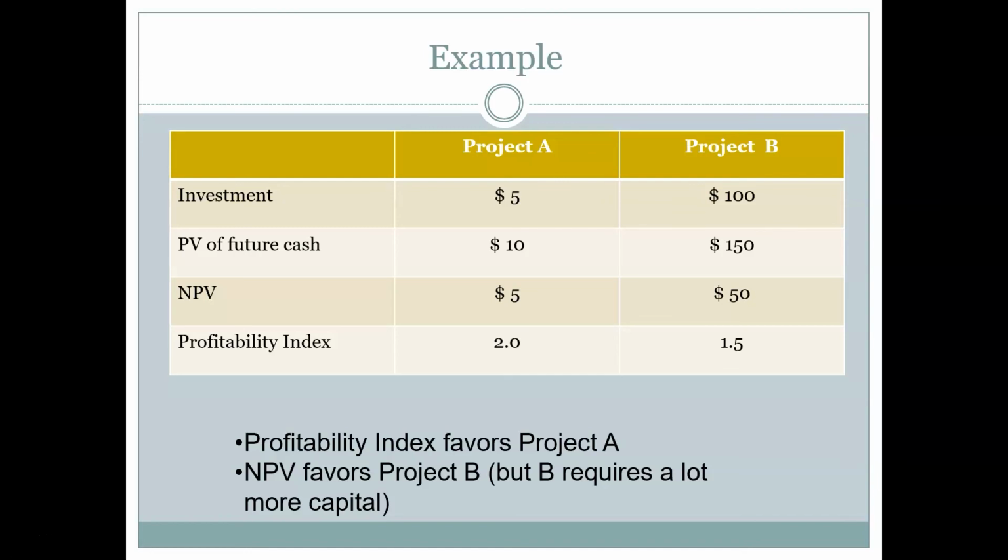Project B, on the other hand, requires a much larger investment, $100. Present value of the future cash flows is $150, and that gives us an NPV of $50, which again, that's a great project. Profitability Index here is 1.5, so for every dollar I invest, I generate 50 cents in value.